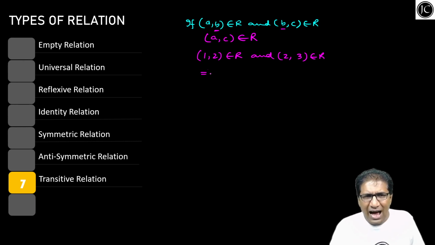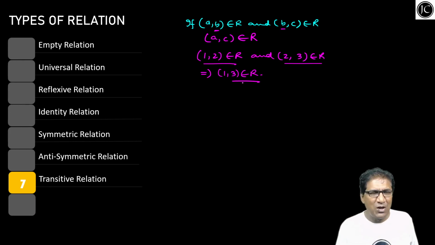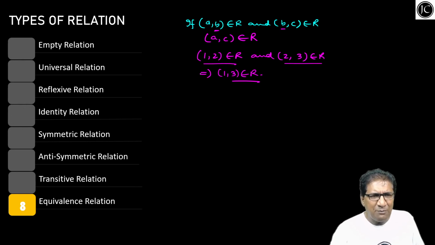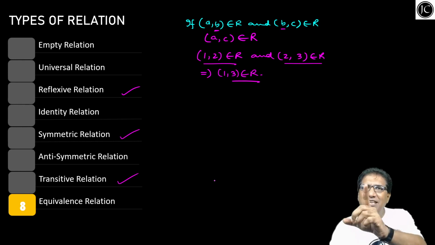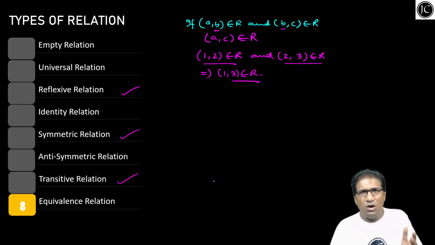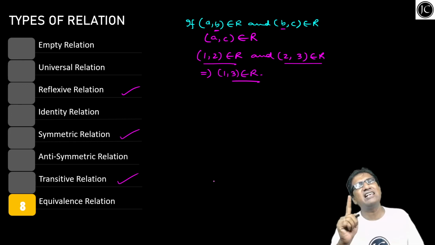A, C must belong to R if it is a transitive relation. मतलब यहां पर क्या होगा? अगर 1, 2 R में है, 2, 3 R में है, then 1, 3 must belong to R. That is the definition of transitive relation. Is it clear? और अगर मानो एक रिलेशन जो मेरा रिफ्लेक्सिव भी है, सिमेट्रिक भी है, as well as it is transitive, then we call that relation an equivalence relation. Is it clear? So equivalence relation क्या है? कोई भी relation जो reflexive है, symmetric है, as well as it is transitive. Is it clear to all of you?